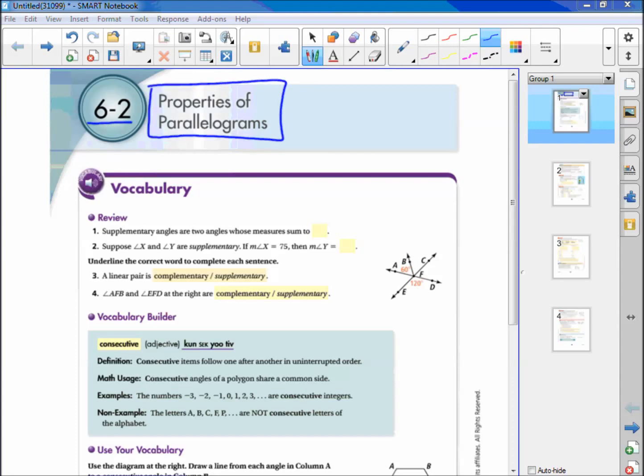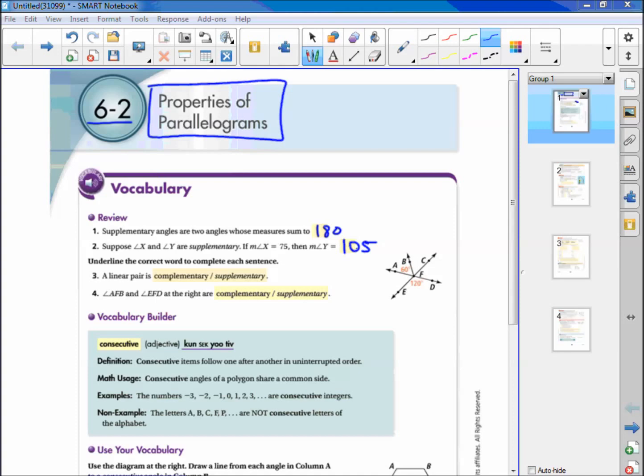All right, so we have some vocabulary first. Supplementary angles are two angles whose measures sum to 180 degrees. So if you add up the two angles' degree measures, they should make 180. Suppose angle X and angle Y are supplementary. If angle X is 75, then angle Y would have to be 180 minus 75, which would make 105.